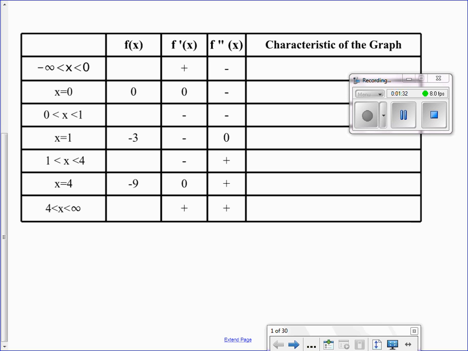All right. So we have 3 points, but what I want you to do, first I want you to fill in the information for each of the intervals between the points.